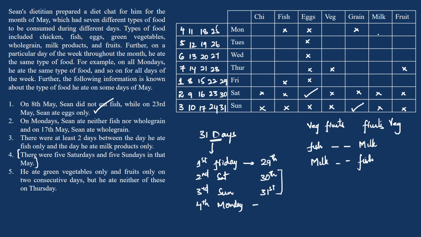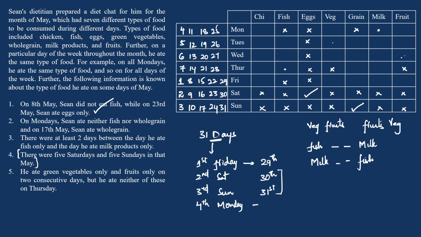Now he can eat milk products on Monday, and within a 2 days gap, okay, he cannot eat fish on Thursday, so he can eat fish on Friday. He cannot eat fish on Friday, so he'll be eating fish on Thursday. So milk products here and fish here. This is one possibility. Okay, and then in that case he can eat vegetables and fruits on these 2 consecutive days, Tuesday and Wednesday.